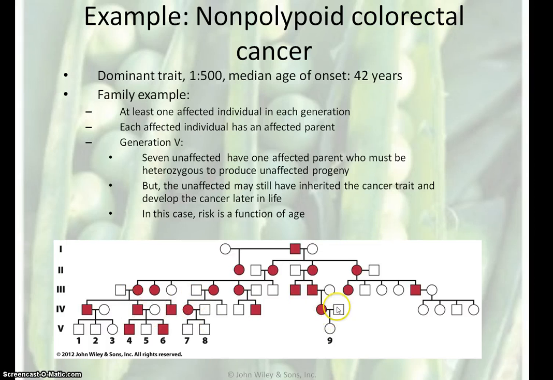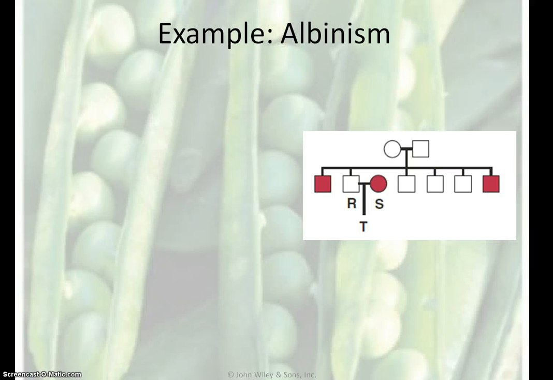So they definitely have a chance that they have inherited an affected allele. But just because they're unaffected now doesn't mean they're always going to be unaffected. They could still develop the cancer later in life. So in this case, their risk is really a function of their age, and the genetics counselor would have to determine that. Another example, albinism.